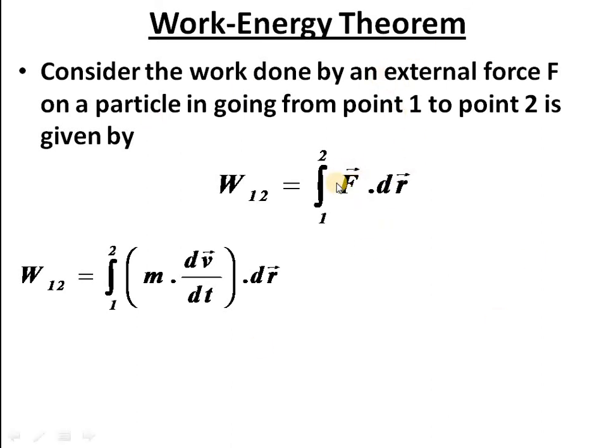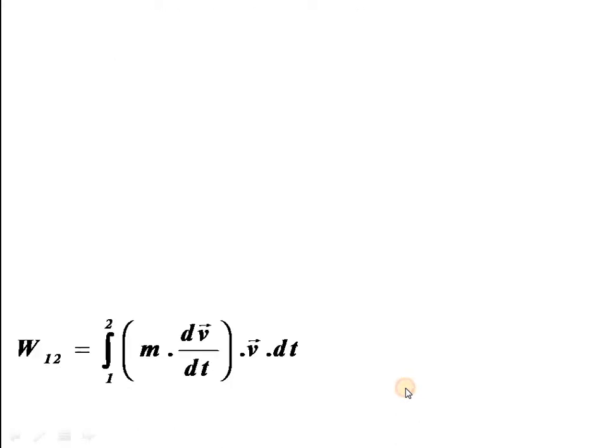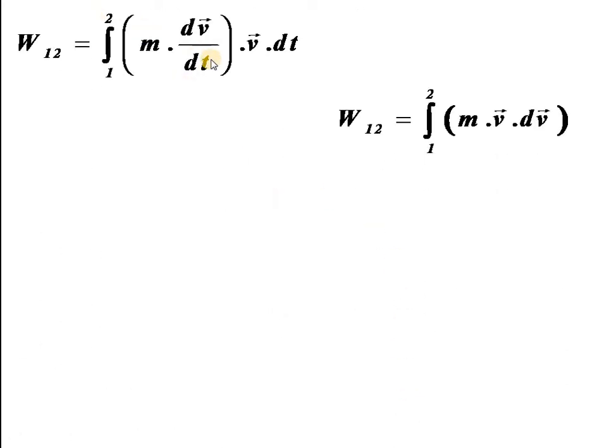And here, force is actually mass times acceleration, and acceleration is nothing but the rate of change of velocity, dv by dt. So we replace the force here with mass times dv by dt. Now you can see dr is there. dr is nothing but velocity times dt, so dr is replaced with v dt. Now dt you can cancel, as both dt are coming. So on cancelling, what do we get? Simply W12 equals integral 1 to 2 m v dv.